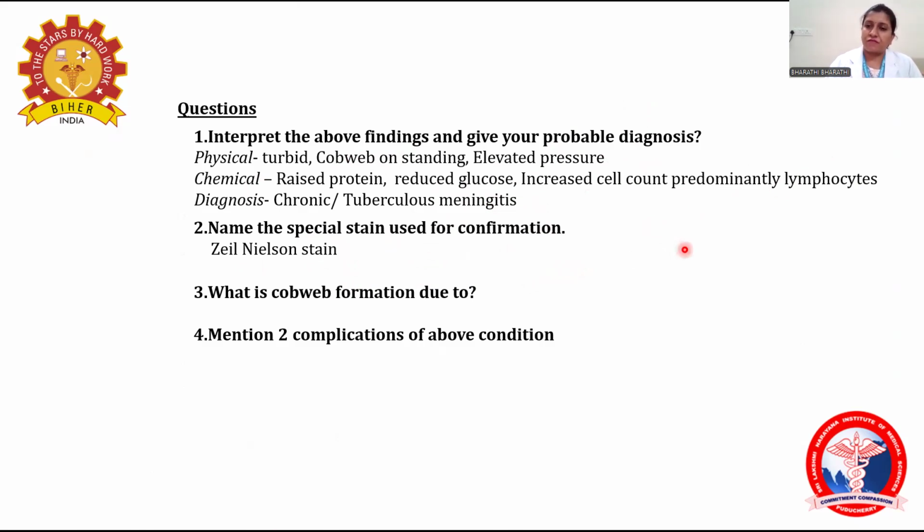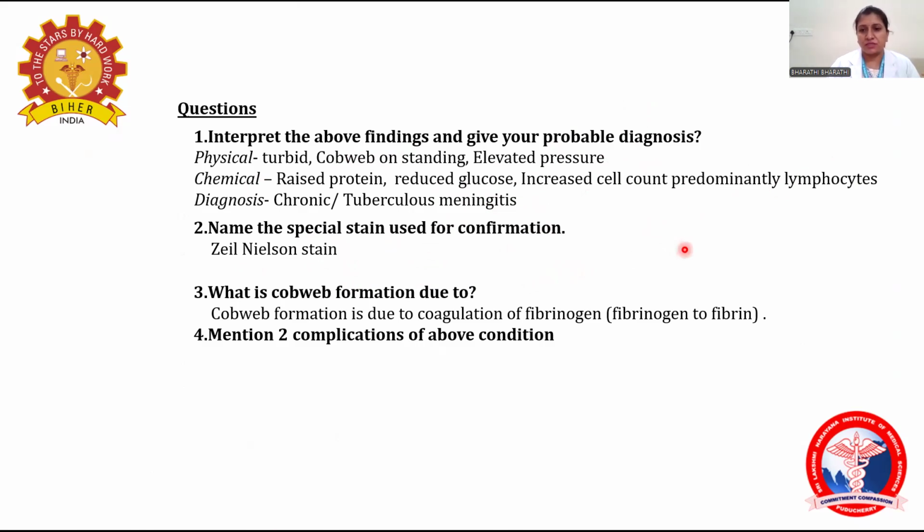And why is this cobweb formation there? Cobweb formation is due to coagulation of fibrinogen, that is, fibrinogen to fibrin conversion. So with these bacteria, they convert this, and there is a cobweb formation there.